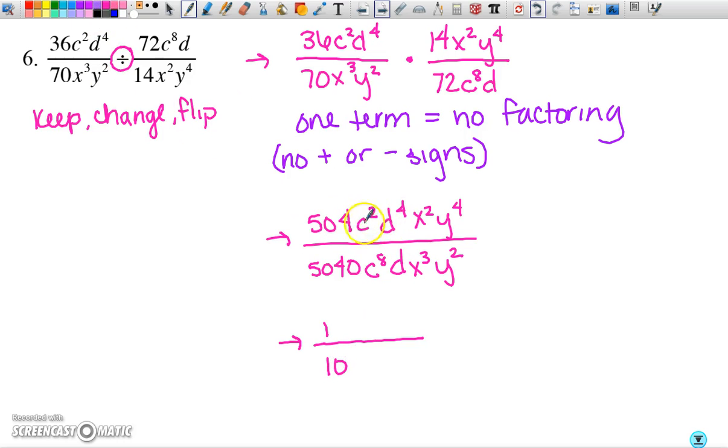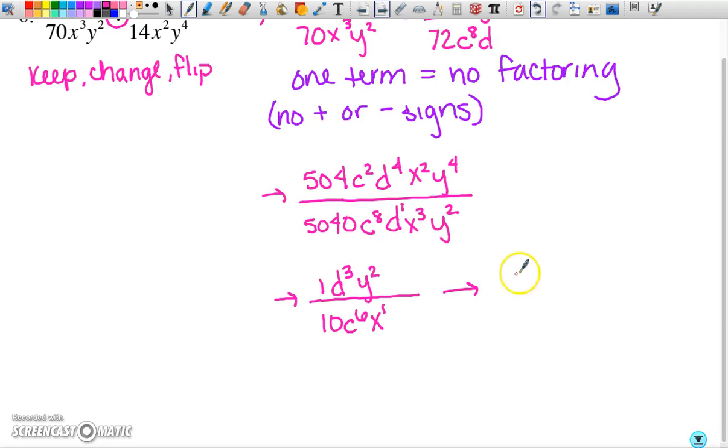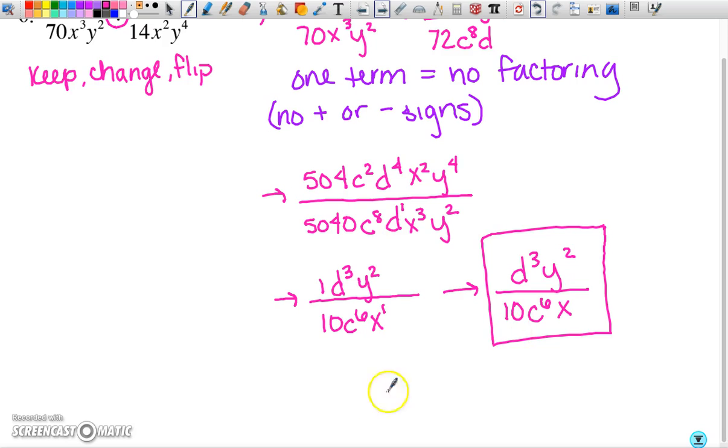All right, now we need to look at our c squared over c to the 8th. Remember, you subtract and always put it where the higher exponent is, so that would be c to the 6th. D to the 4th over d, so 4 minus 1 here would be d cubed. X squared over x to the 3rd, subtract them, 3 minus 2 is 1, so this is x to the 1st, and then y to the 4th over y squared, subtract, would be y squared up here. And all I'm going to do from this point is just take away the 1 because we don't need it, so d cubed y squared over 10c to the 6th x, and I'm not going to write a first power on that, I'm just going to leave it as it is. Okay?